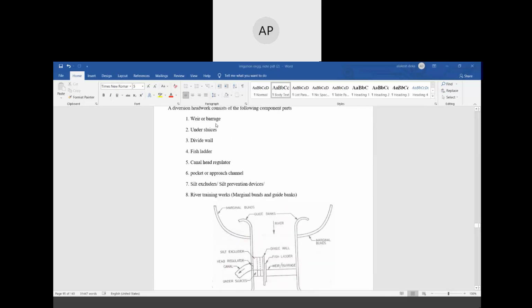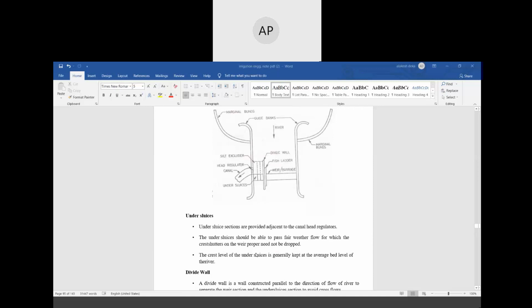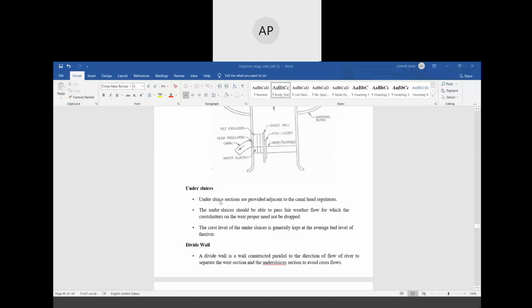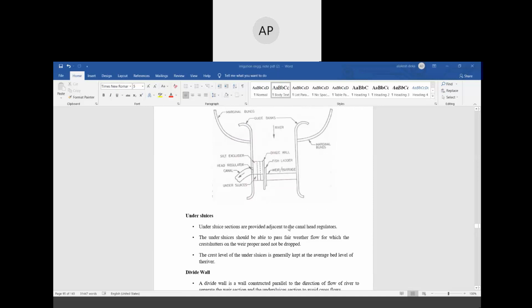You already know what a weir or barrage is; you already covered it in fourth semester. Okay, so what are under sluices? Under sluices sections are provided adjacent to the canal head regulators. Here, next to the canal head regulator, under sluices are constructed.